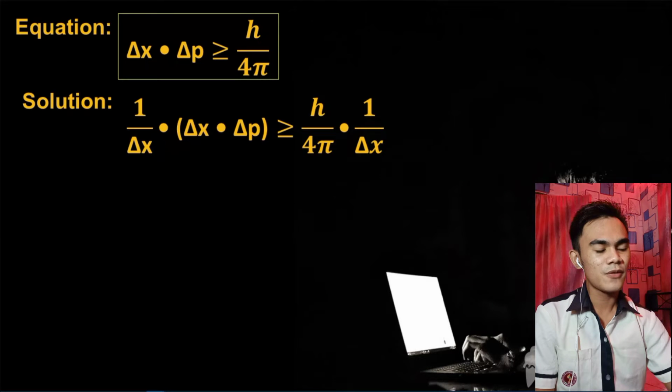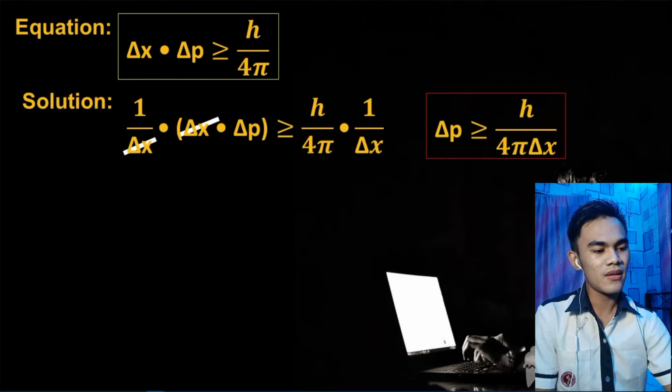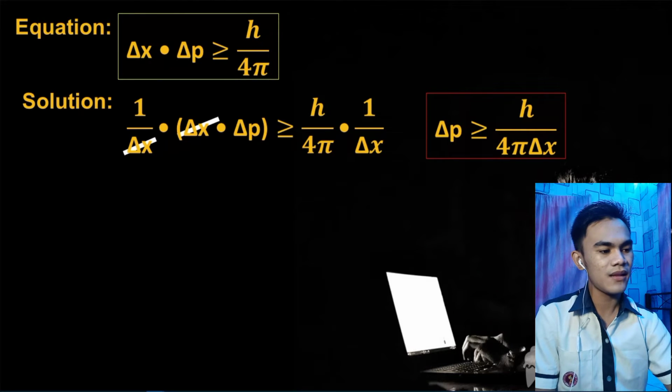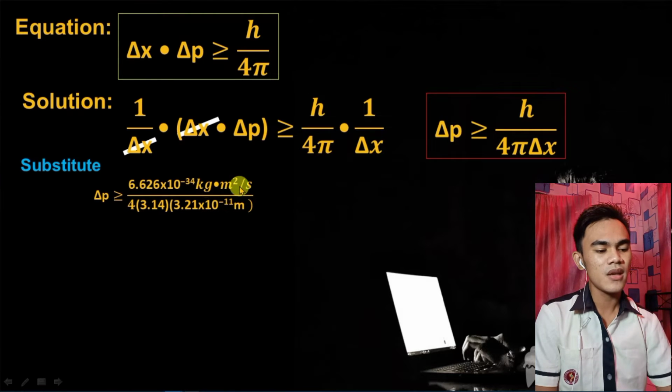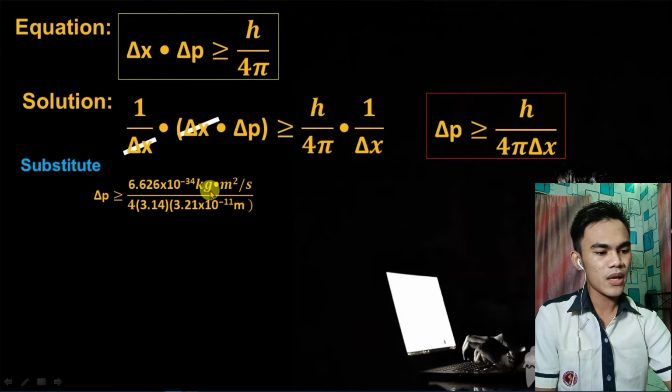we are going to make our own equation. In order to isolate delta P, we divide both sides by delta X, so that it cancels out. Alright, so delta P remains. We have here delta P is greater than or equal to h divided by 4 pi delta X. Now, let's substitute all the given values. h is equal to 6.626 times 10 raised to the power of negative 34 joule seconds, where a joule is equal to kilogram meter squared per second squared.